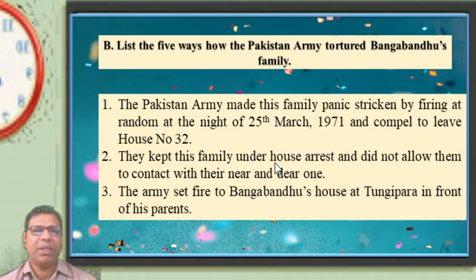First one, the Pakistan army made his family panic-stricken by firing at random on the night of 25th March 1971 and compelled them to leave house number 32. And 2, they kept this family under house arrest and did not allow them to contact their near and dear ones. 3, the army set fire to Bangabandhu's house at Tungipara in front of his own parents.